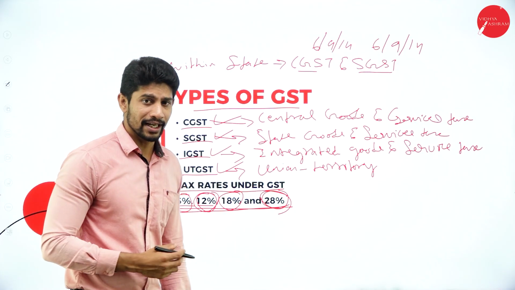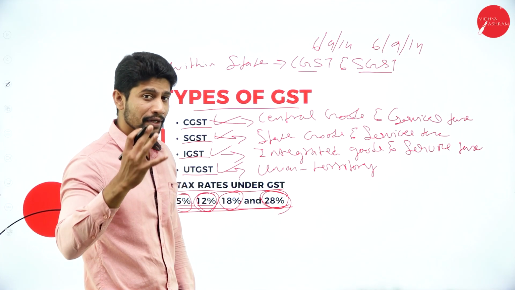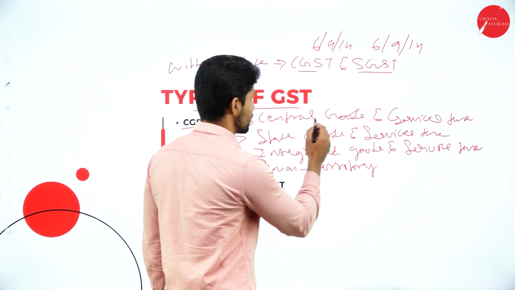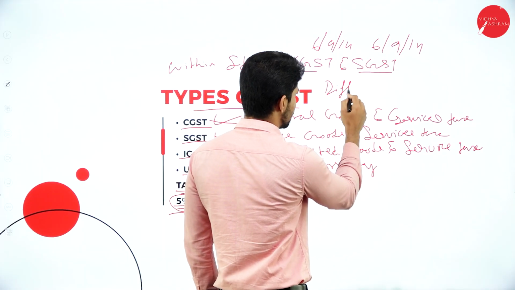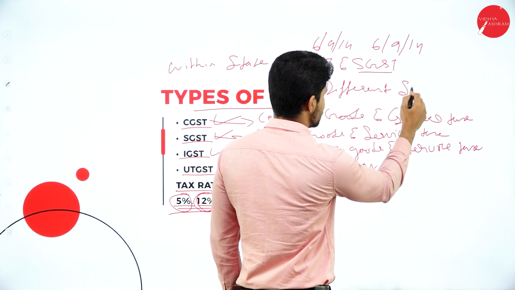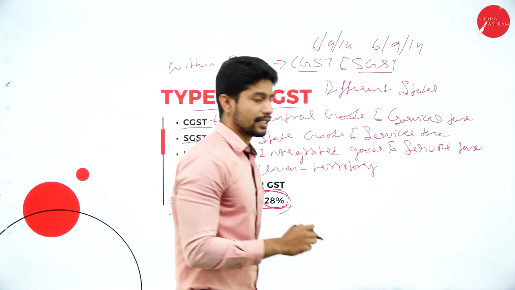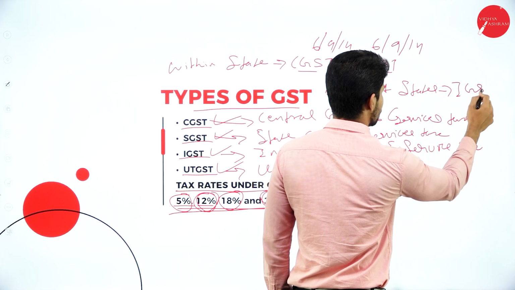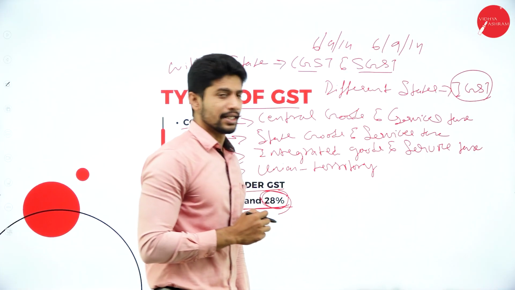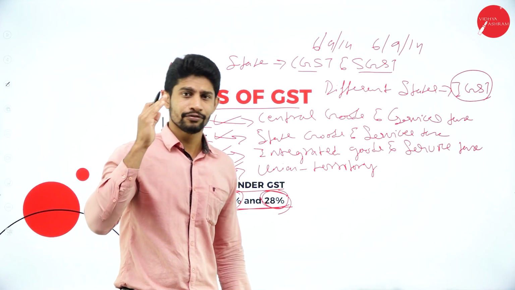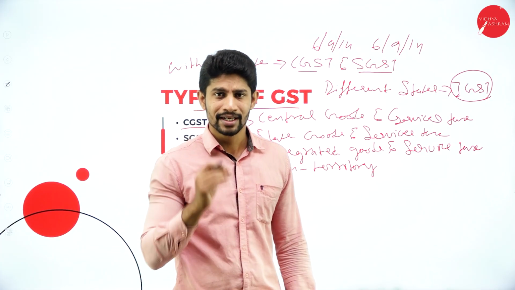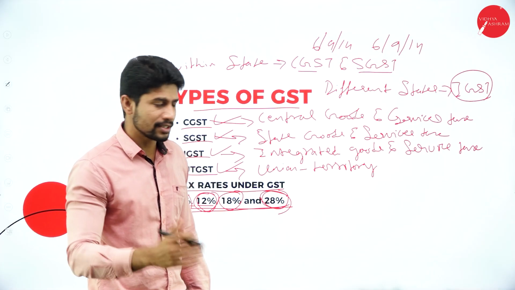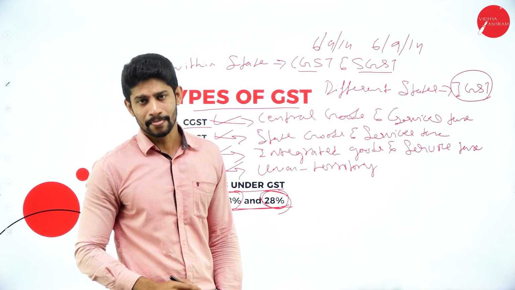In case the parties are in two different states, if the buyer and seller are in different states, then IGST is applicable. So which tax is applicable? IGST is applicable. In case the buyer and the seller are within the state, CGST and SGST is applicable. If the buyer and the seller are in different states, then IGST is applicable.